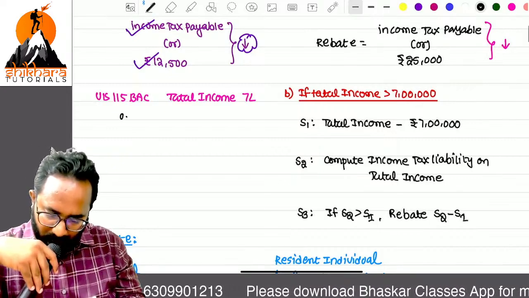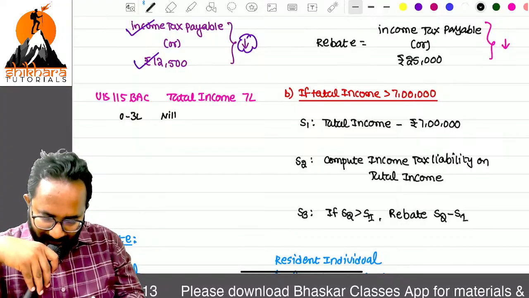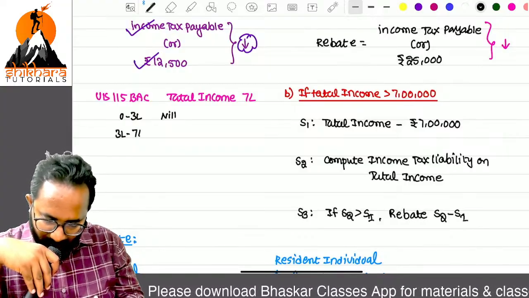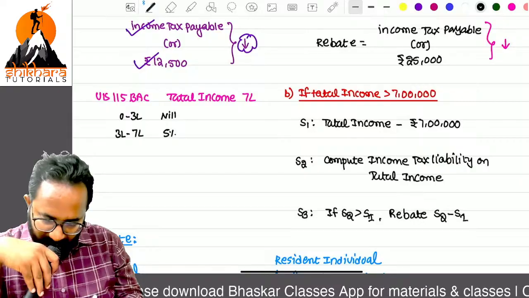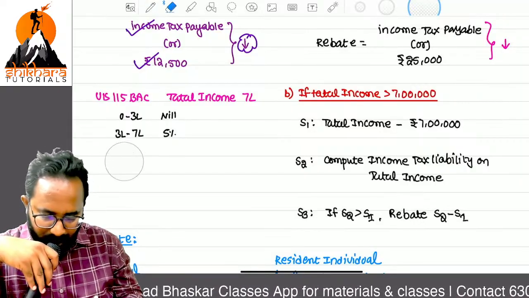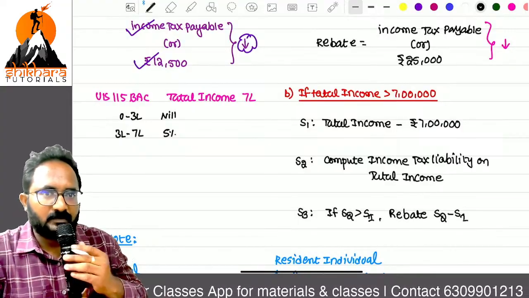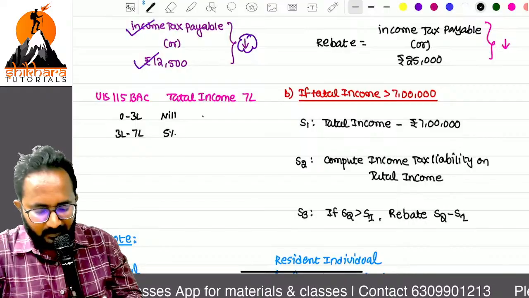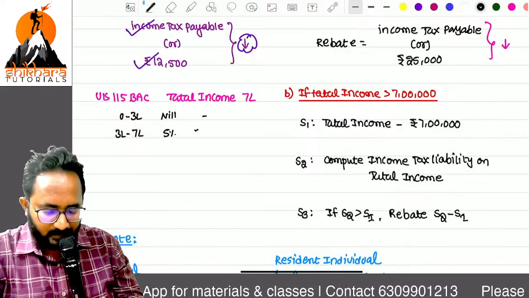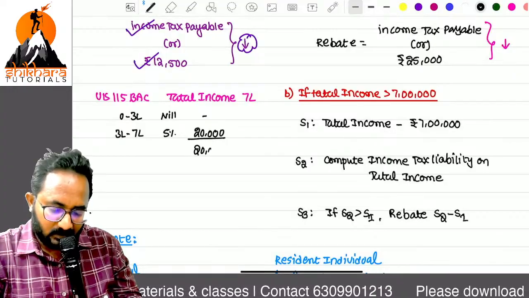0 to 3 lakhs is nil, 3 lakhs to 7 lakhs is 5%. Our total income is 7 lakh only, so 3 to 7 lakh is over. Nil means nil. 4 lakh into 5%, how much? 20,000. Total how much? 20,000.